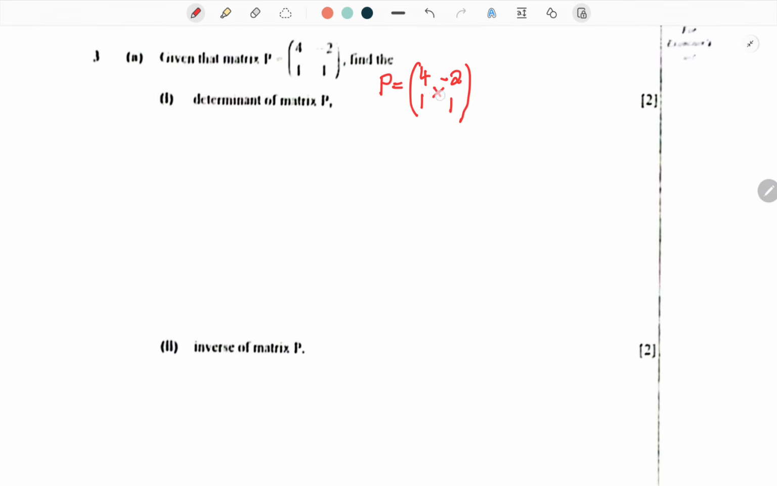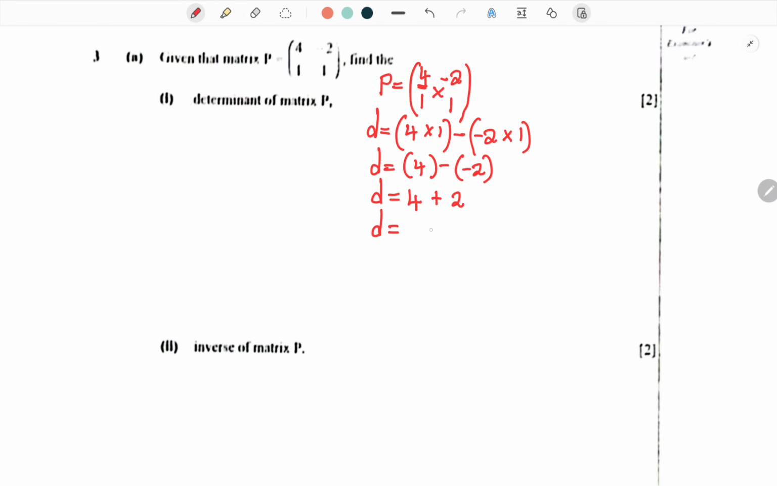So to find the determinant, you have to cross multiply. Then of course the determinant is going to equal, so this 4 is multiplying that 1 there, minus the negative 2 multiplying 1. So our determinant is equal to 4, negative multiplied by negative is a positive, then 2. Henceforth, our determinant is going to equal 6. Okay, this is your determinant.